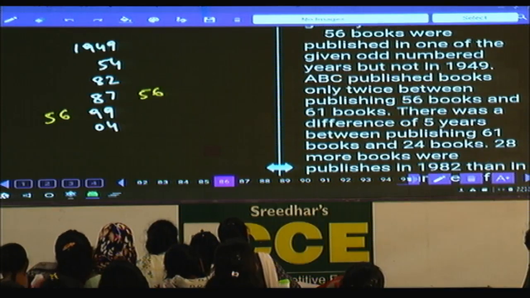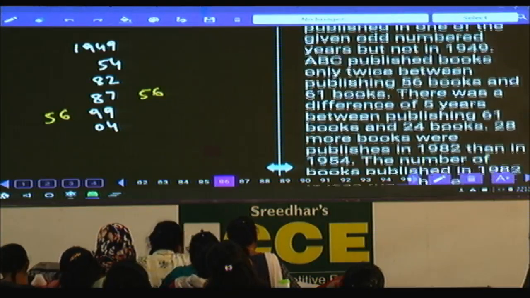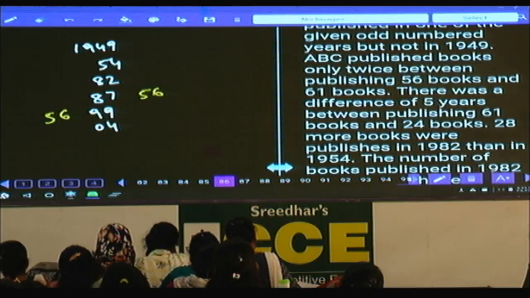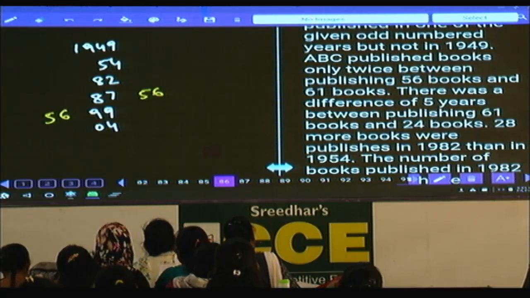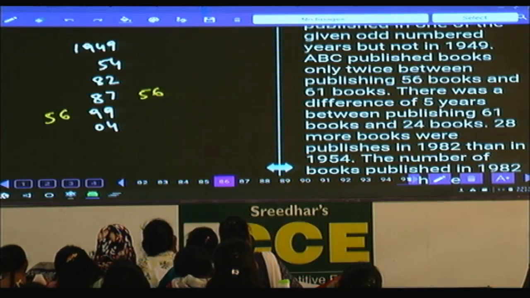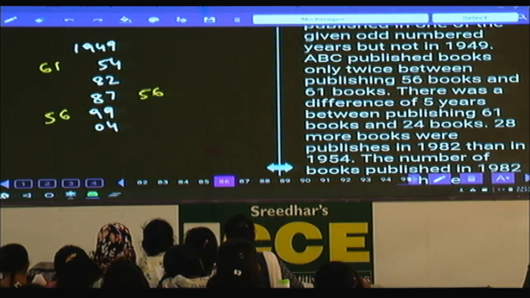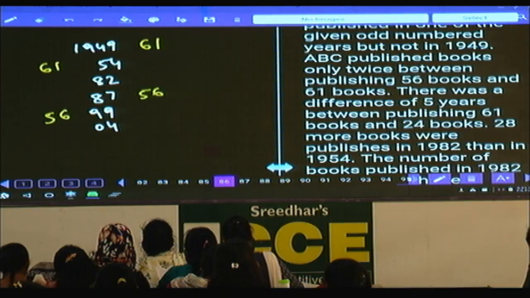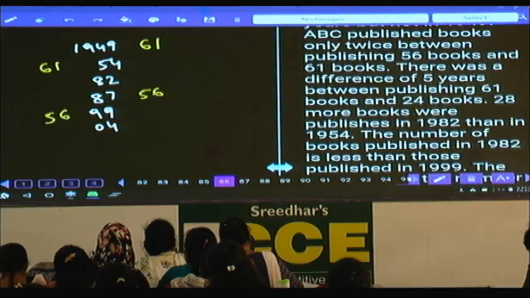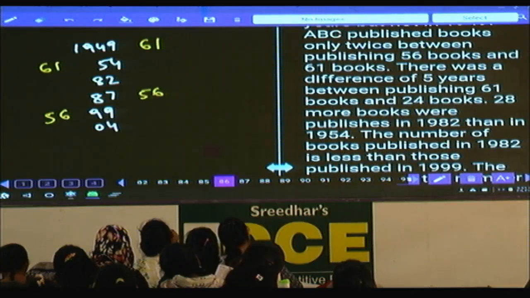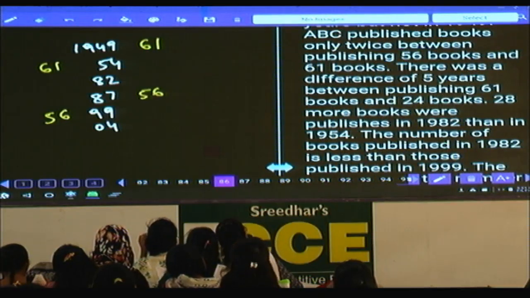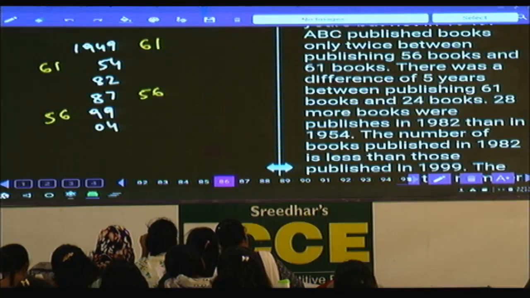Then ABC published books only twice, publishing 56 and 61. Between 56 and 61 there must be only two years. Hence in the first case 61 books must be at this place, and in the other case 61 must be at that place, with only two in between 56 and 61. There was a difference of 5 years between 61 and 24. Between 61 and 24 there must be 5 years.